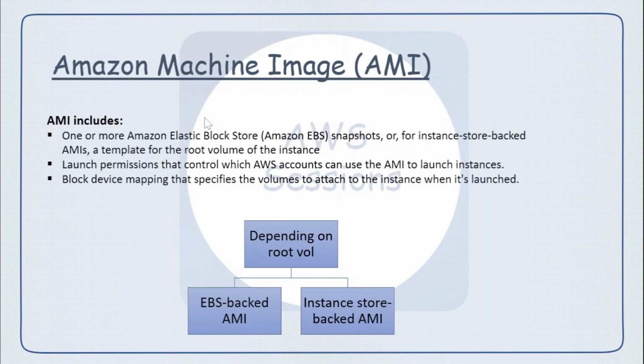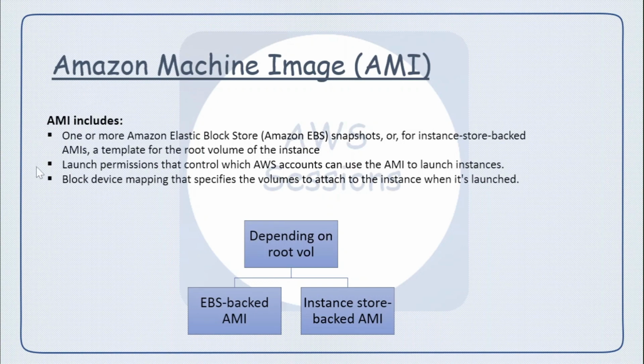So what is included in an AMI? So basically AMI has one or more EBS volume snapshots, or in case your AMI is instance store backed, then a template for the root volume will be there. Next, AMI will be having launch permission. That means which account can launch or use your AMIs. Next, it will be having block device mapping that specifies the volume attached to the instances. Suppose you have attached multiple volumes, so it will be having those mappings as well.